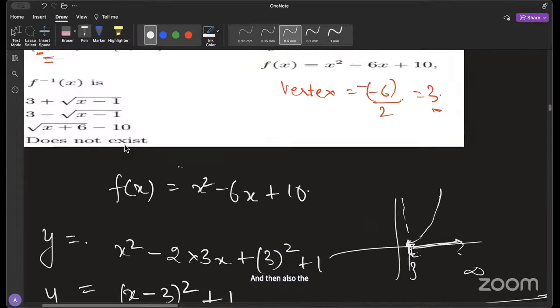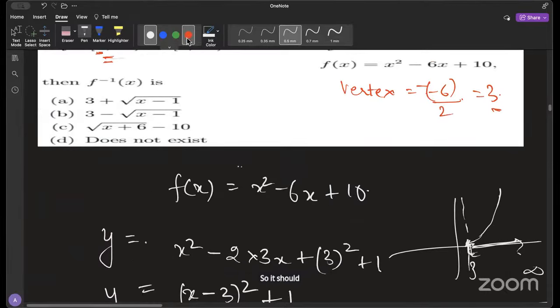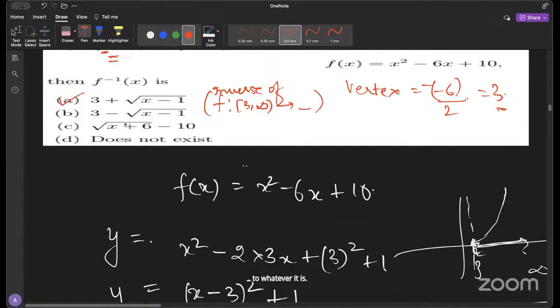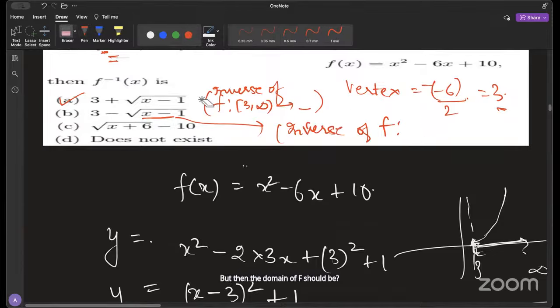Can we move to the next question? Is this one done? So it should be, and we are both in options by the way. This is the correct one here because it's the inverse of f, where the domain of f is 3 to infinity. And this could be correct if this is also the inverse of f, but then the domain of f should be from minus infinity to 3, right?